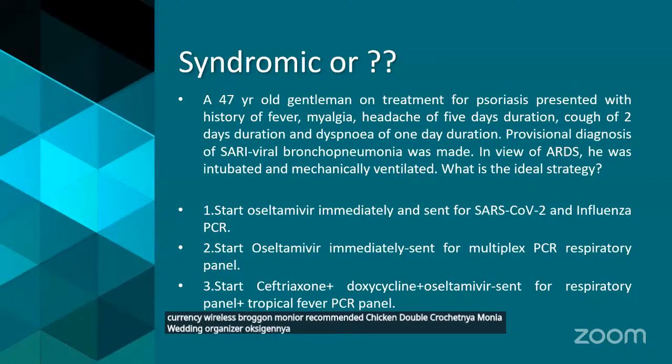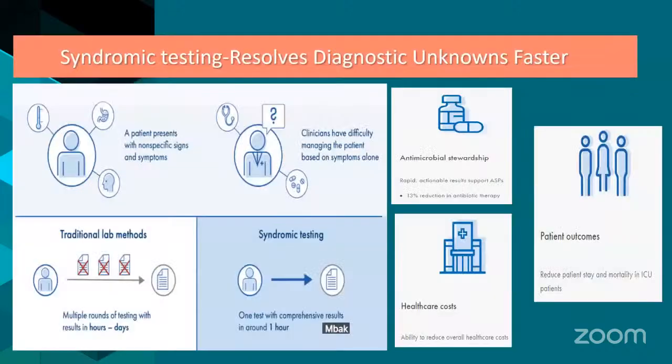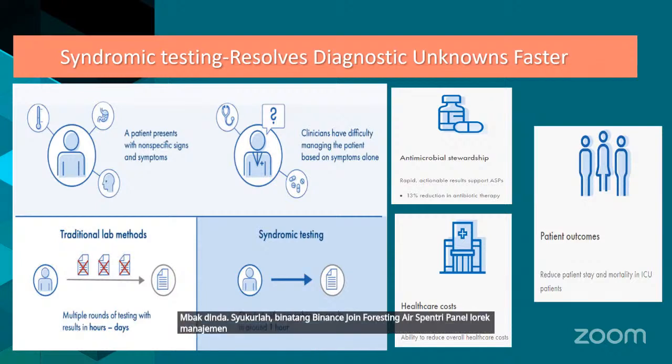But this is the basic advantage of going for syndromic testing: if you are going for a syndromic panel like a respiratory panel or an encephalitic panel, you can diagnose the pathogens earlier and you can go for IPC measures, stewardship, and optimizing the treatment, etc.